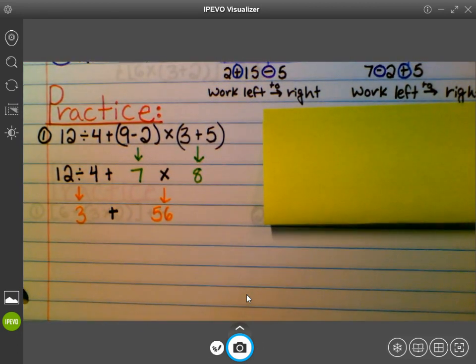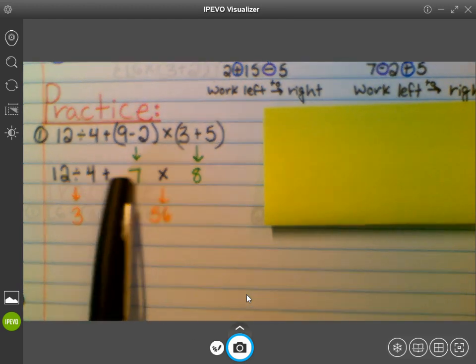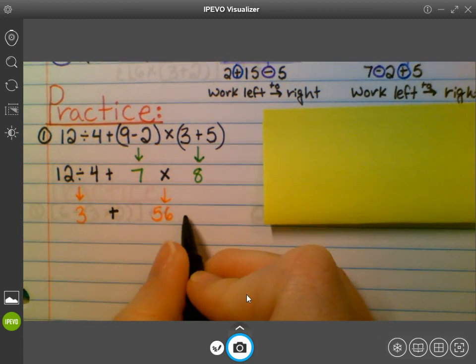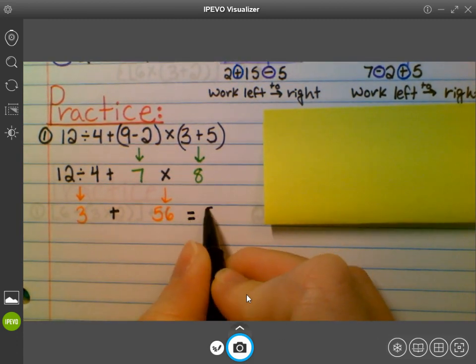So then what's my fourth and final step, 5th grade? Who can raise their hand and tell me? Drew, can you please tell me the fourth and final step? What did you label number 4 in PEMDAS? Yep, adding and subtracting. So do we have more than one addition and subtraction here? No, I just have the one. 3 plus 56, which is 59.